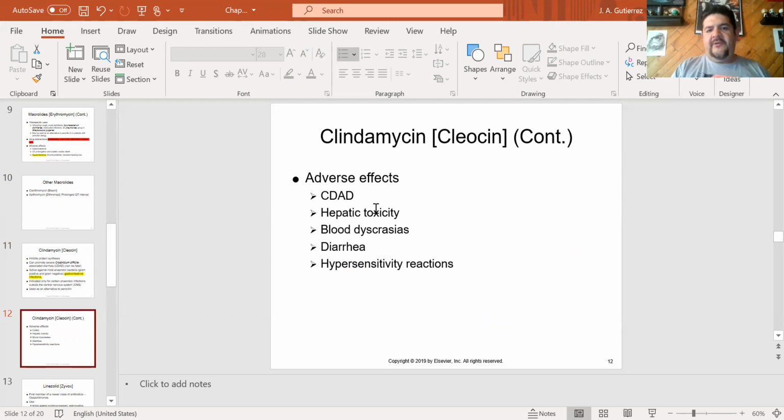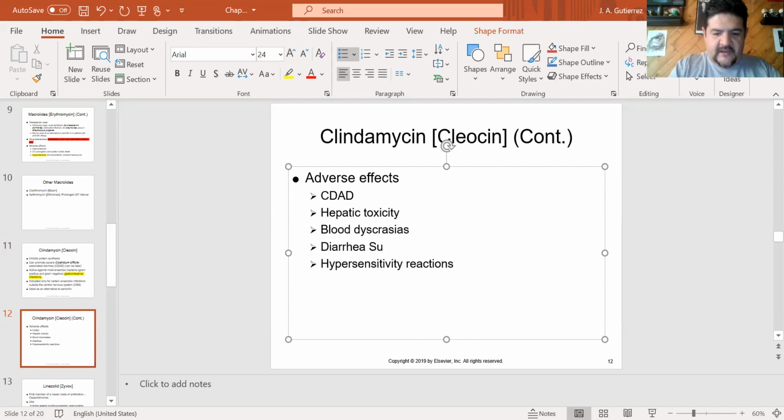So we mentioned, regarding adverse effects, diarrhea, or as a superinfection, this is C. diff. So basically, this one and this one are the same.